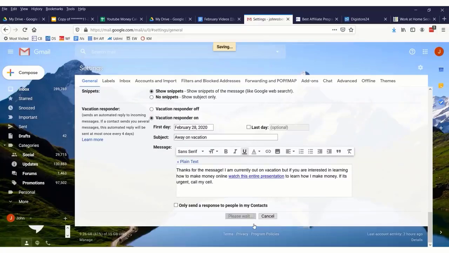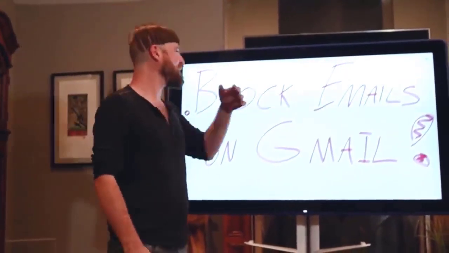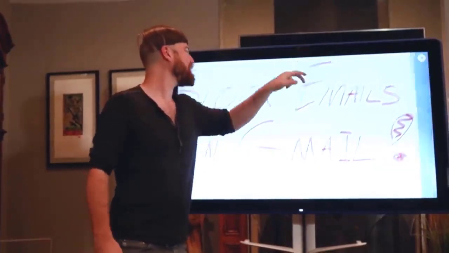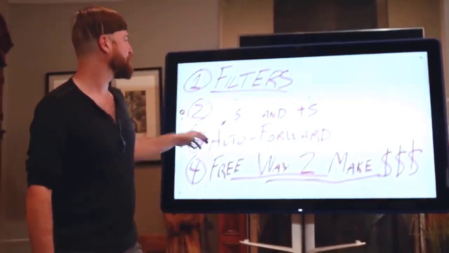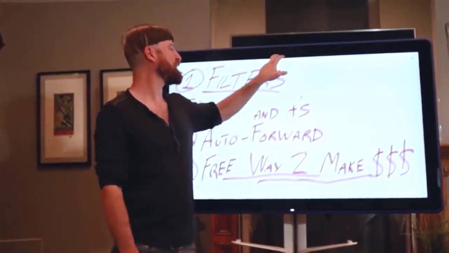So you save changes, and voila, you just made your inbox easier, more organized, sorted through things, got rid of stuff, and you're making money. Woo! If that isn't exciting, I don't know what is. We learned 4 different ways of blocking emails in Gmail, and we also learned filters, dots, pluses, auto forwards, best ways to make money online.